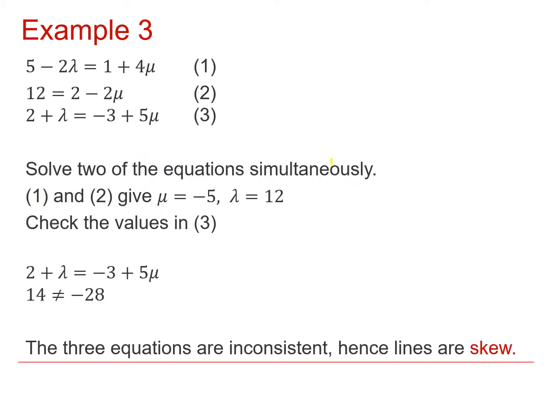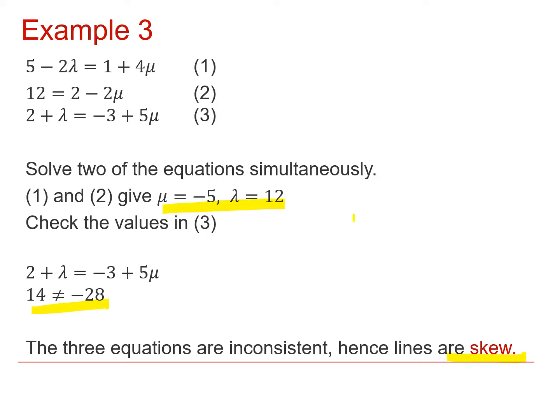And again, there's that written up just a bit more tidily. You solve the first two equations to come out with these values for mu and lambda, and then when you plug them in to do the check values, you find that 14 is not equal to minus 28. So they're inconsistent and therefore are skew.